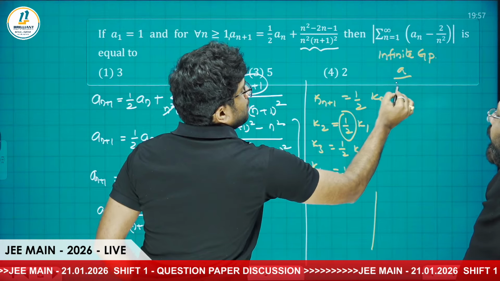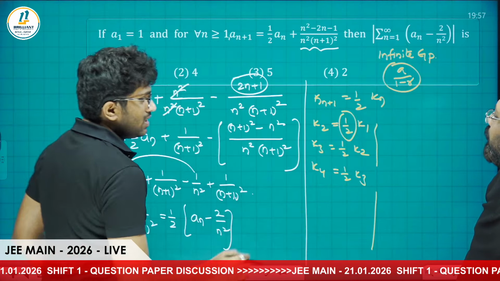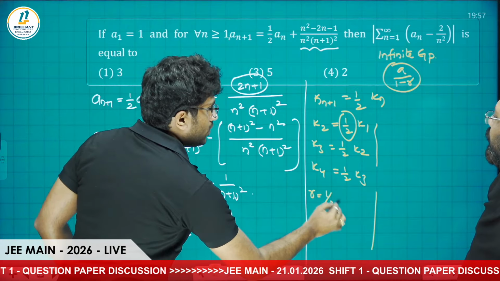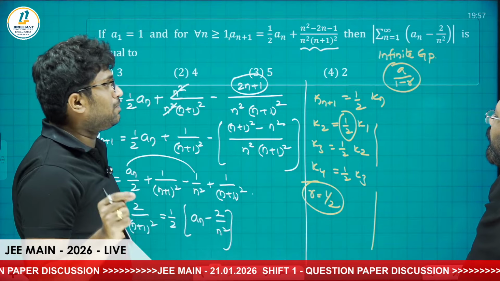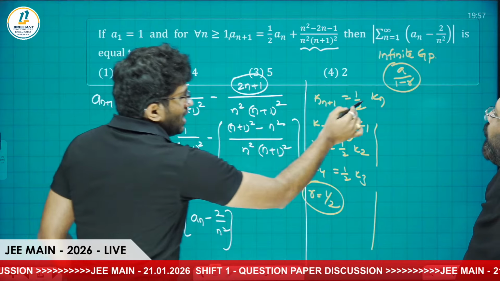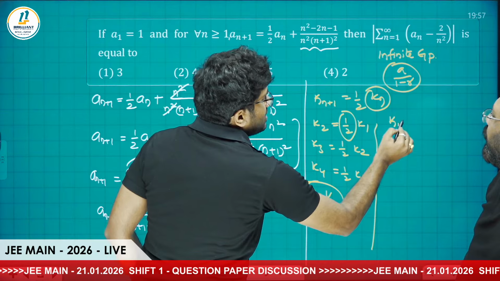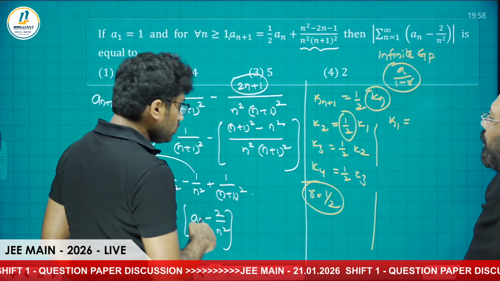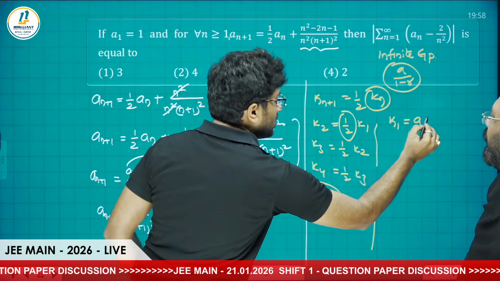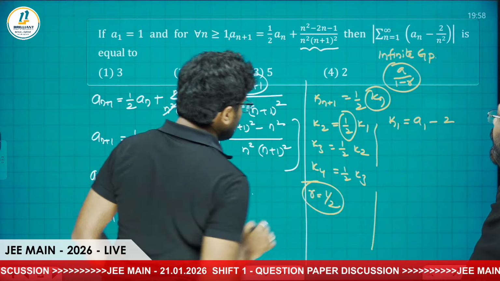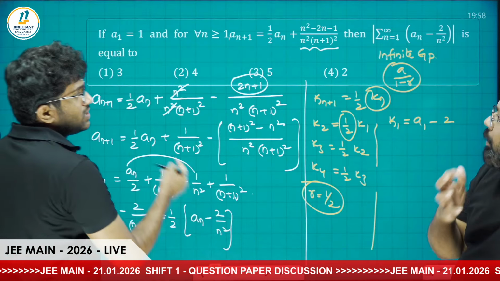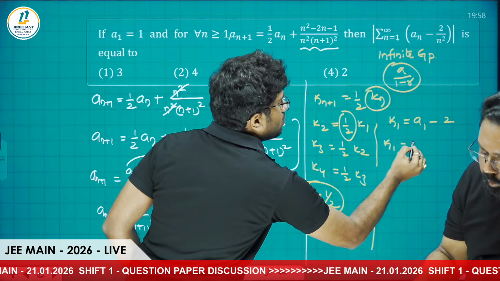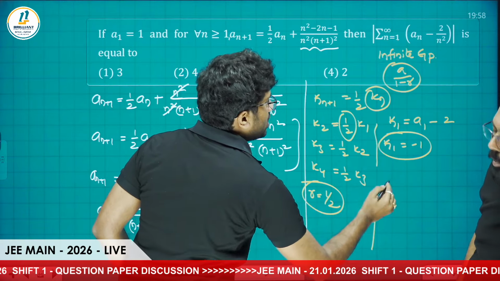Sum of infinite geometric progression is a by 1 minus r. R is equal to 1 by 2, we got it. So now the most important thing is Kn, that is K1 we need. What is K1? K1 is nothing but if you put 1 here, a1 minus 2 by 1 square, which is 2. So what they have already given, a1 is equal to 1, therefore K1 is equal to 1 minus 2, which is equal to minus 1.